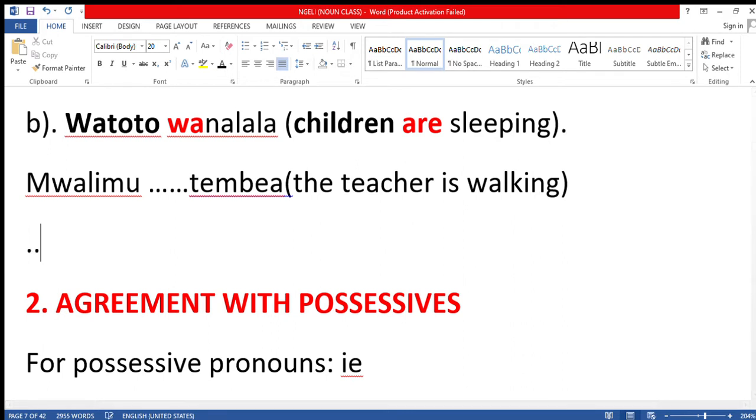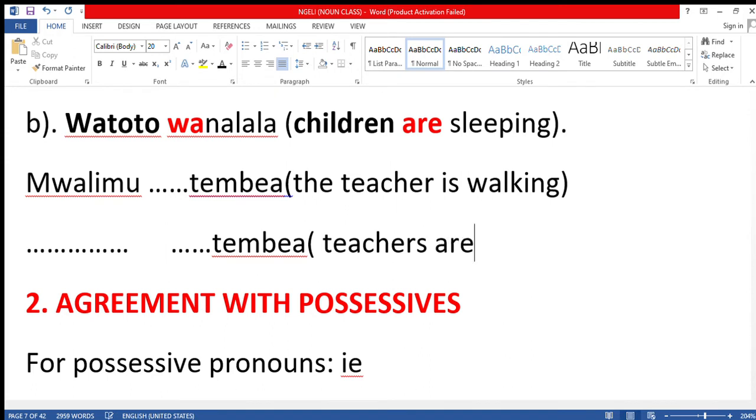You will fill everything here for the plural form. Then after there you write. You also fill here. Just write a complete sentence. Then tembea. Yeah, which means teachers are working. Okay, so I want to see if you understood this part. Sawa.